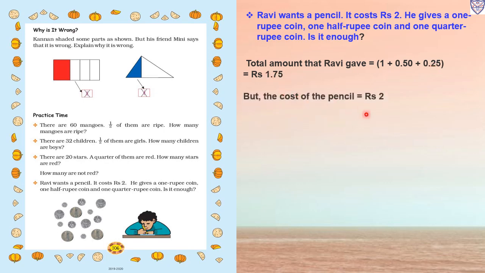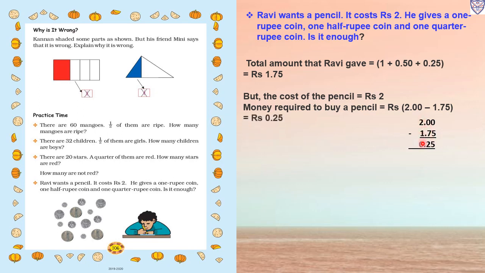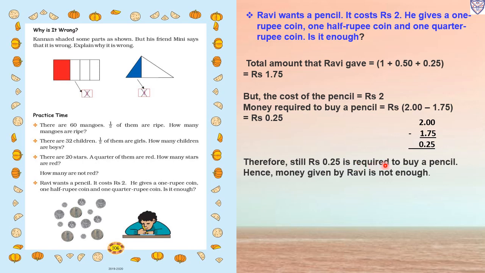But the cost of the pencil is rupees 2. So the money required to buy the pencil equals rupees 2 minus 1.75. How much money is left now? 2 minus 1.75. So 0 minus 5 is not possible. So we have to borrow from 2. From 2 we will borrow 1, so it will become 10. From 10 we will borrow 1, so it will become 10. So 10 minus 5, 5. And here 9. 9 minus 7, 2. And 1 minus 1, 0. So rupees 0.25 is left. Therefore, still rupees 0.25 is required to buy a pencil. Hence, the money given by Ravi is not enough.